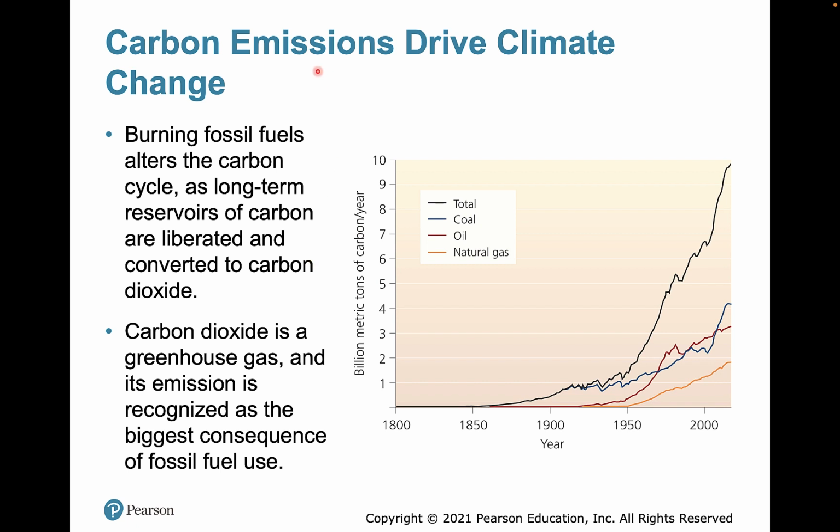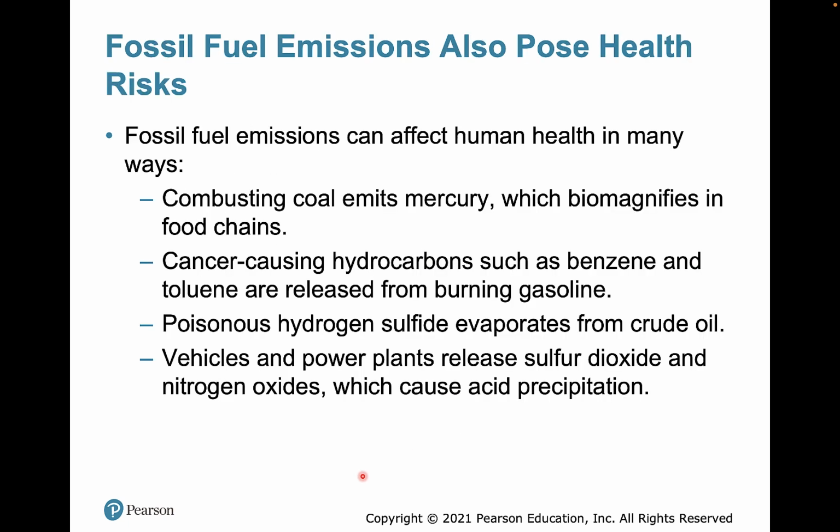So burning fossil fuels, we talked about this when we talked about the carbon cycle. Burning fossil fuels alters the carbon cycle. We're pulling long-term reservoirs of carbon out of the geosphere, and we're shifting it into the atmosphere in the form of carbon dioxide. Okay, and the increase in carbon dioxide as a greenhouse gas is the biggest downside of fossil fuel use. Fossil fuel use has increased tremendously in the last 200 years, mostly due to the Industrial Revolution.